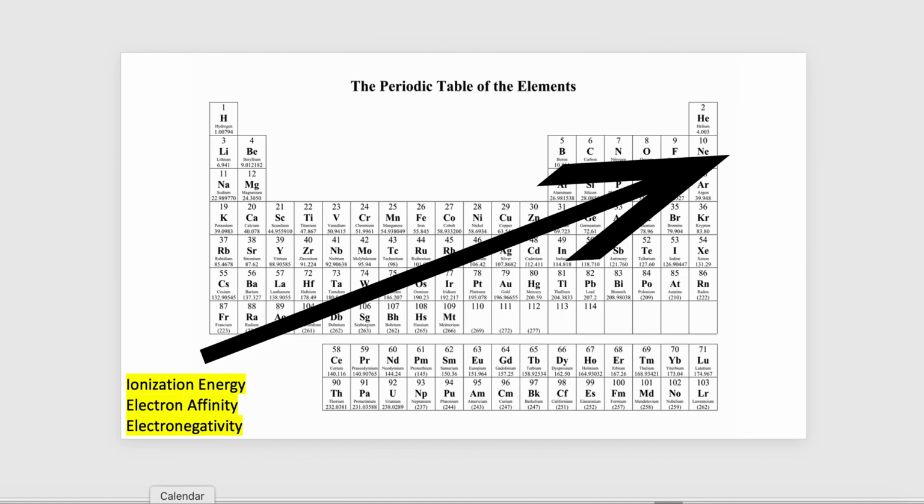And then electron affinity, guys, is the negative change in the energy that it takes for a specific atom to accept an electron. So basically, this is the energy released when an electron attaches to an atom to form an anion. And finally, guys, electronegativity. Electronegativity is the measure of how strongly a certain atom attracts a shared pair of electrons towards itself.